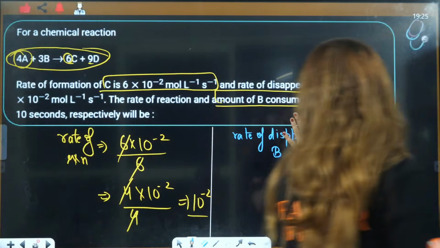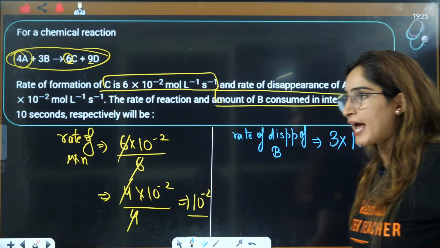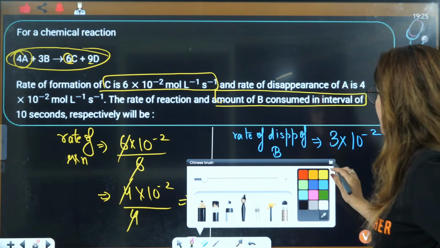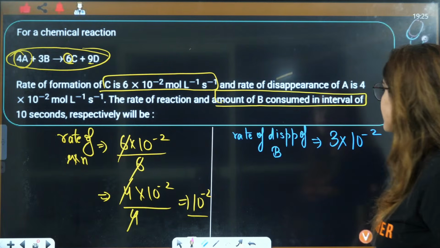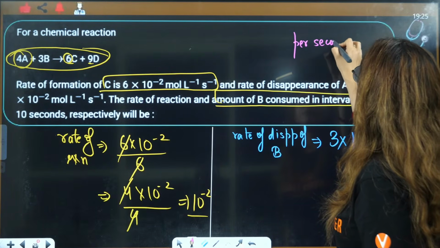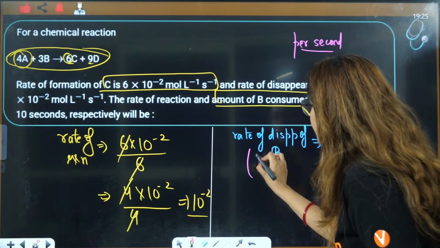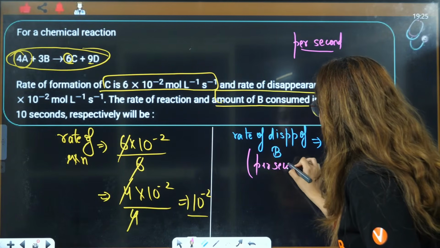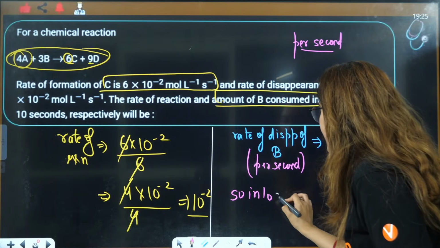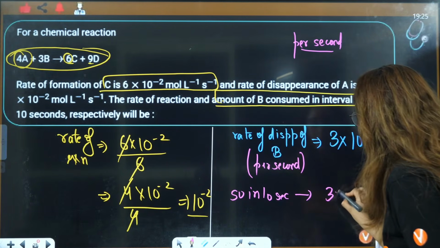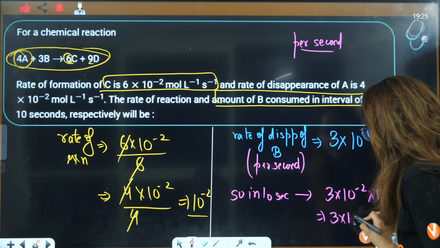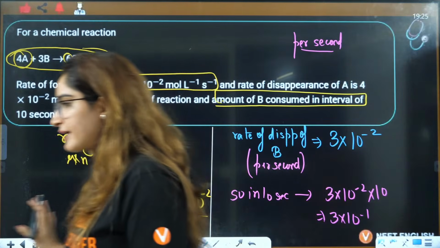So this will be 3 multiplied by the rate of reaction. Now, simply what you have to do is, ma'am, they are asking in 10 seconds. So we know that rate is calculated in per second. Rate means I am calculating here per second. So if I want to calculate in 10 seconds, it will be 3 into 10 raised to minus 2 multiplied by 10. That is 3 into 10 raised to minus 1. Is that the correct answer?